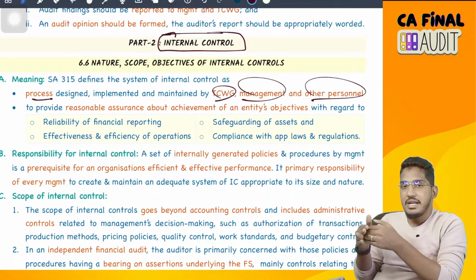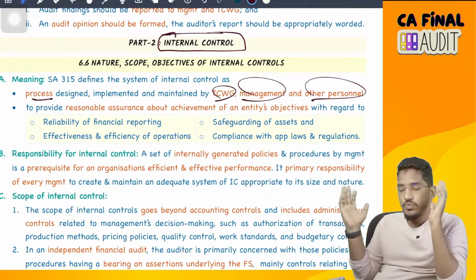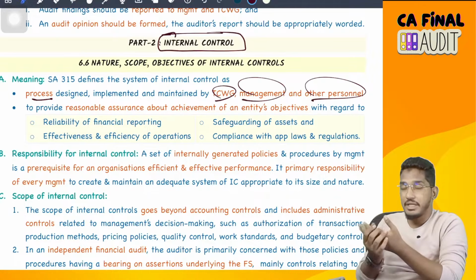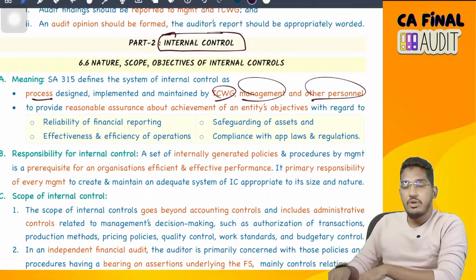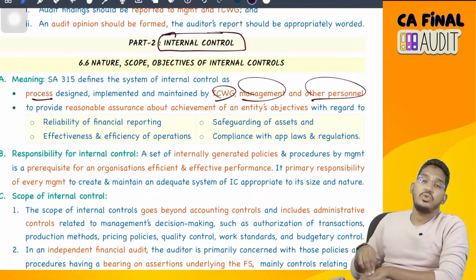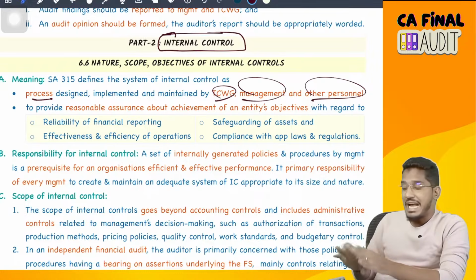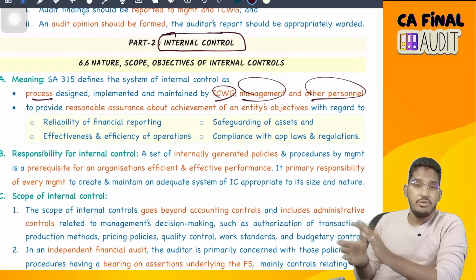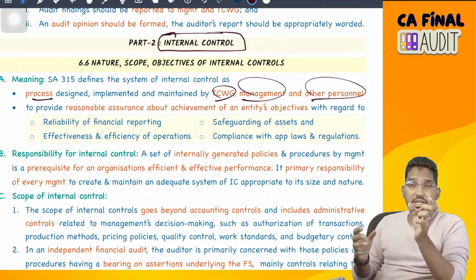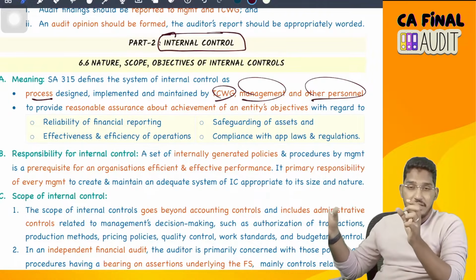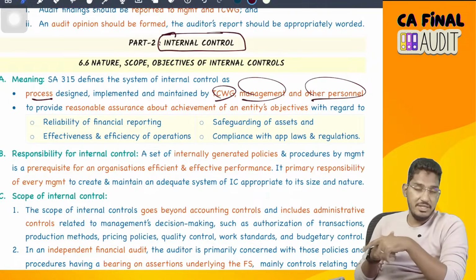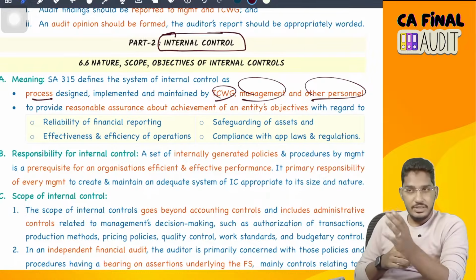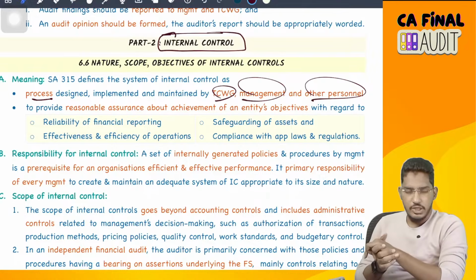Divide the different tasks in an activity among different people so that no one person will have control over the entire activity. Why? Because if a single person is having control over the entire activity, there are more chances for manipulation. So that's why cashier, accountant duties will be separated. Store in charge and storekeeper duties will be separated. Fixed asset record keeper and fixed asset stock maintainer, so that the responsibilities will be separated. So this segregation of duties is also one more important internal control.